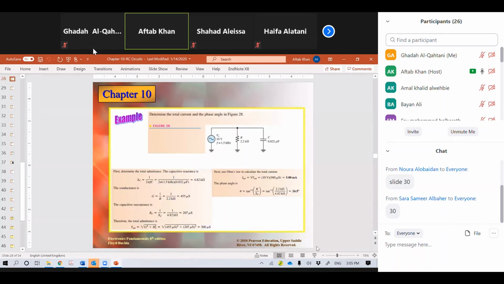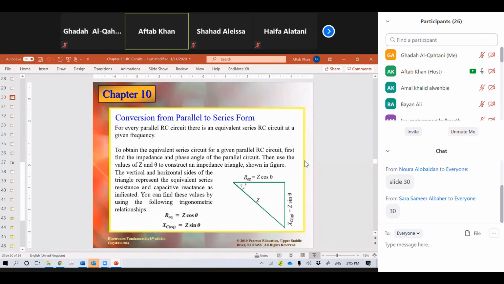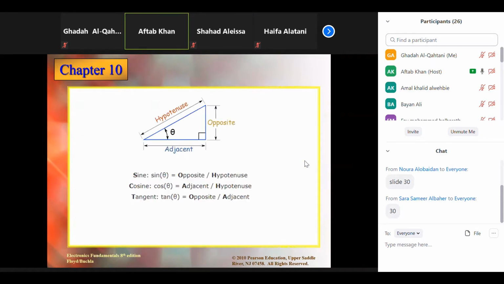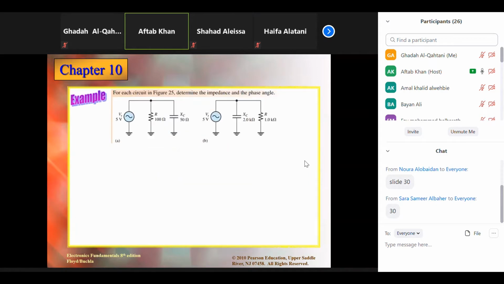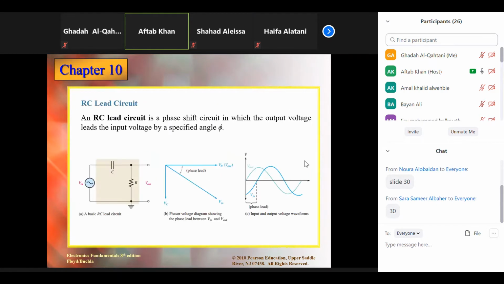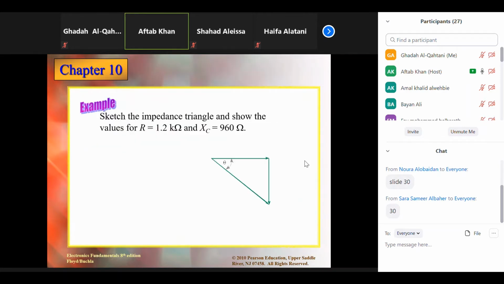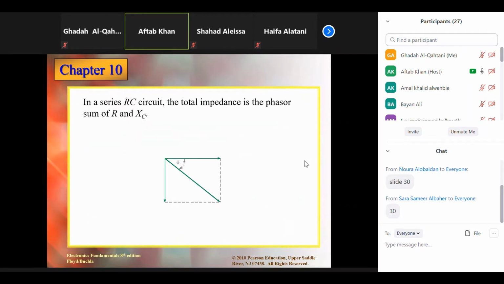Previously we discussed in the last lecture the series RC circuit and the parallel RC circuit, right? Quickly I will go through it. This was the series RC circuit, and for the series RC circuit, we drew these vector diagrams.